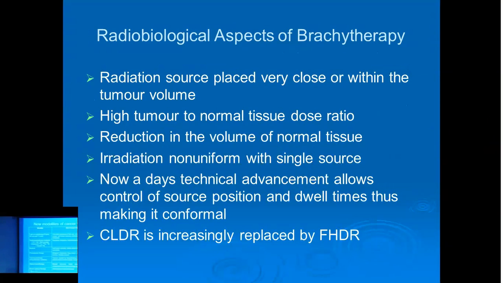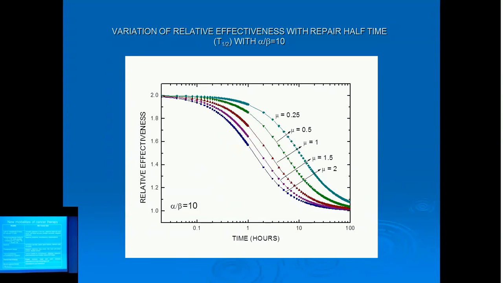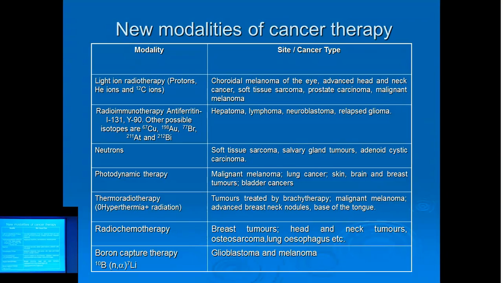And there are so many new modalities of cancer treatment. Whenever the treatment doesn't work, naturally new modalities are developed. And I would only like to name a few of them. That is accelerated light ion radiotherapy and radioimmunotherapy, using radio-labeled antibodies against the tumor, antibodies labeled with radioisotopes, and neutron therapy and photodynamic therapy, and thermoradiotherapy I already explained, and also boron capture therapy used for the treatment of the CNS tumors.